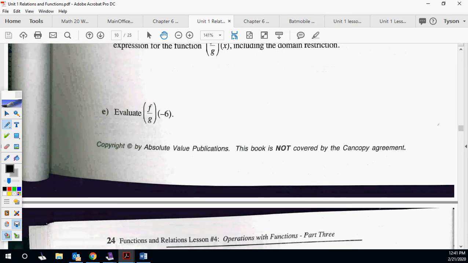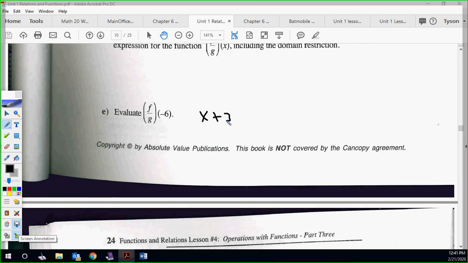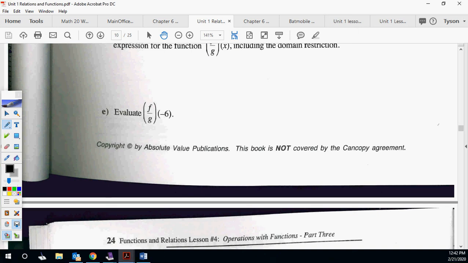So f over g of negative 6, we can get this from the simplified version. Our simplified version was x plus 3. Negative 6 is not a non-permissible value, so we can plug that in, and you get negative 3. So the point negative 6, negative 3 is on f over g of x. All right, onward here.